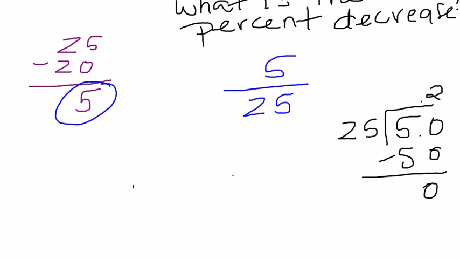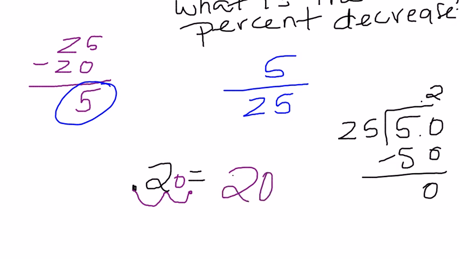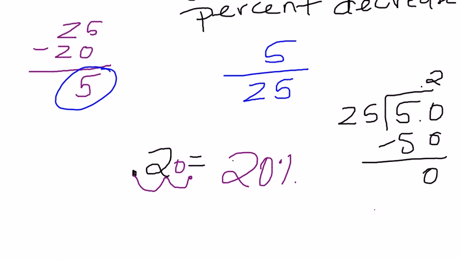So one last step, I need to know what's 0.2 as a percent. To change a decimal to a percent, I have to move my decimal 2 places to the right and add zeros as needed. So 1, 2. And add a percent sign. So 0.2 is the same thing as 20%. So that means the number of students in Mr. Hunter's class decreased by 20%.